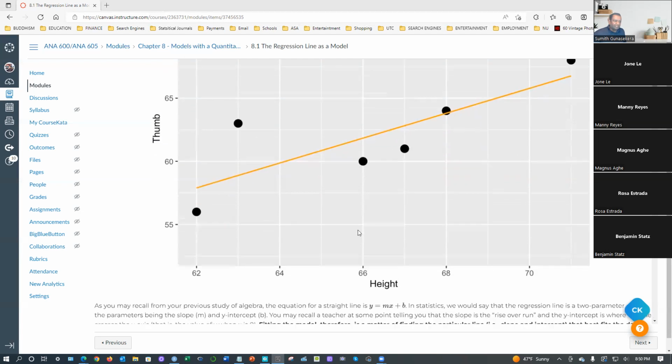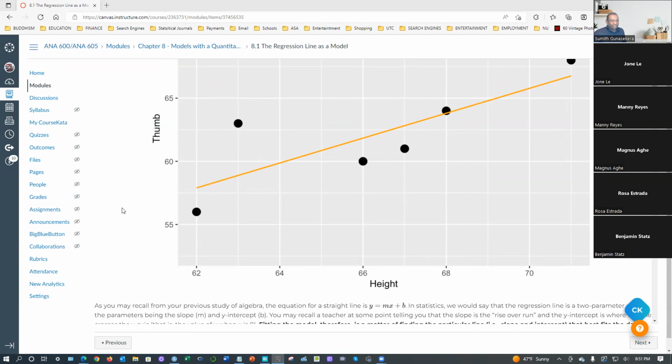The center is nothing but the mean of height and the mean of thumb length. This is a center, or centroid. We're going to call that one the centroid. Through the centroid, you can draw infinitely many lines. But by using a certain method called the least squares technique, we come to a conclusion that this should be the best line. The best line is determined by its two parameters, which are responsible for drawing it.